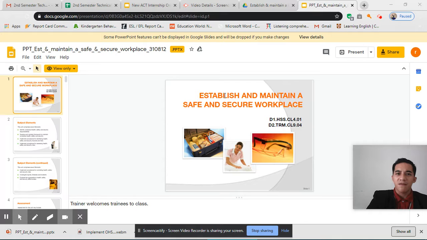These are one of your new subjects this second semester, and it's also one of the preparations for your internship. It says here, establish and maintain a safe and secure workplace. So when you work, you should also contribute as an employee, because there you're not an intern. Feel yourself like one of the employees, okay? So you can establish and maintain a safe and secure workplace.